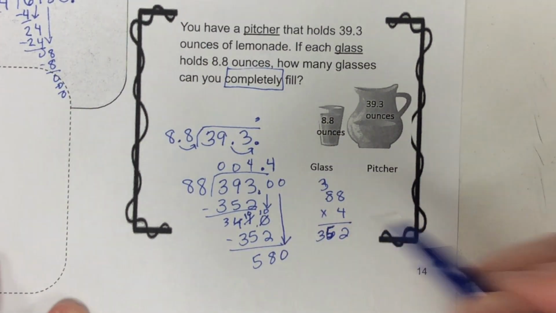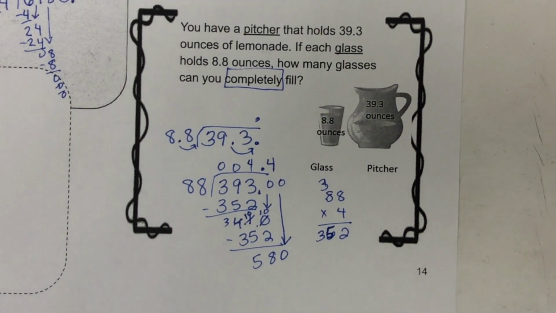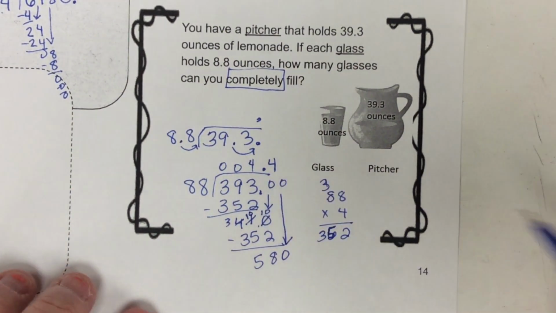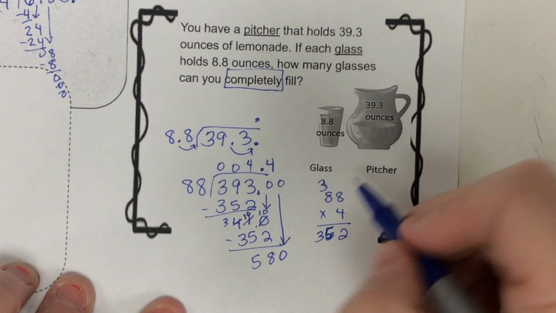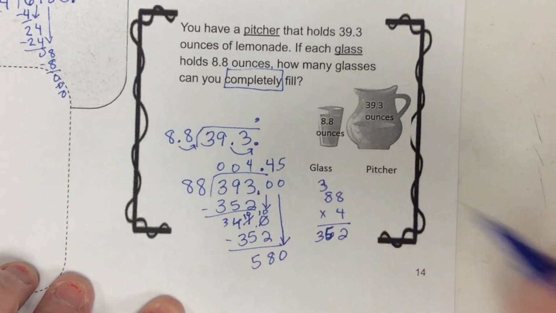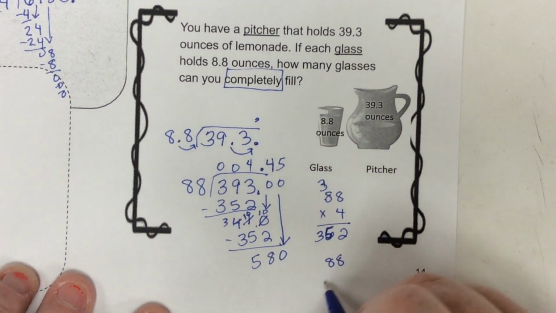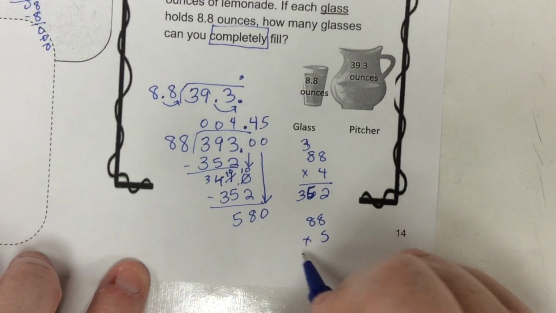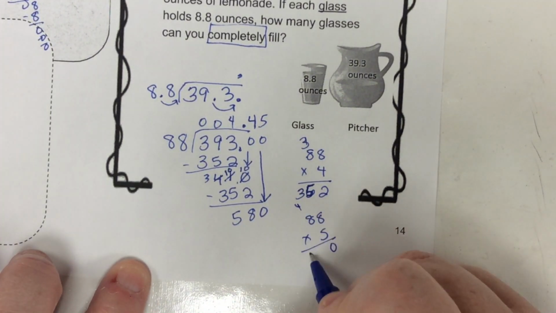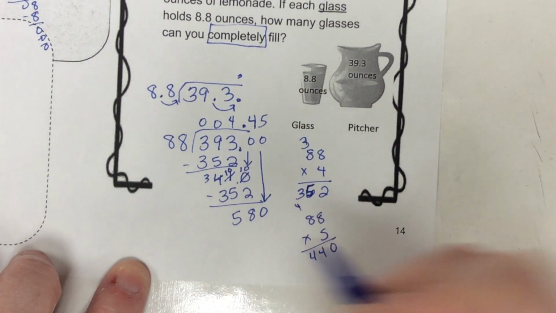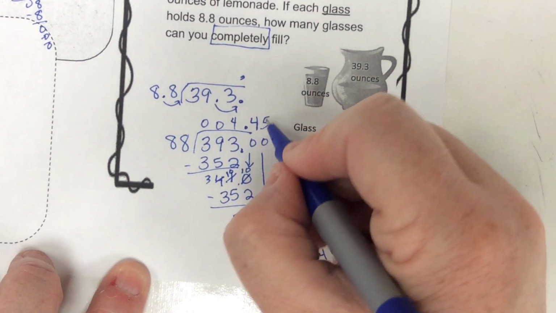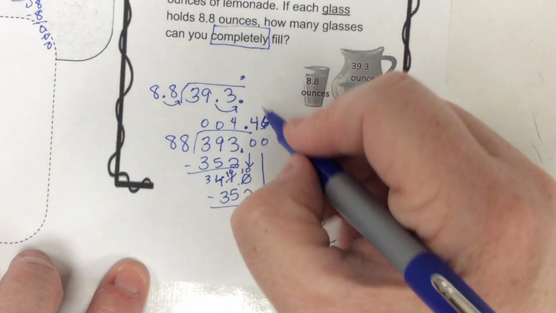Now, sometimes you're going to have numbers that divide and go on a long time. You don't have to keep going past 2 decimal places. So I'm going to say 88 times 5 right there. 88 times 5 is 440. Oh, that might be too high. I mean, probably a 6. All right, so probably a 46 right there.